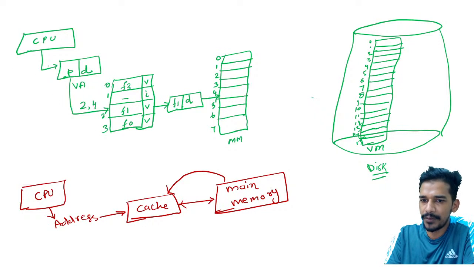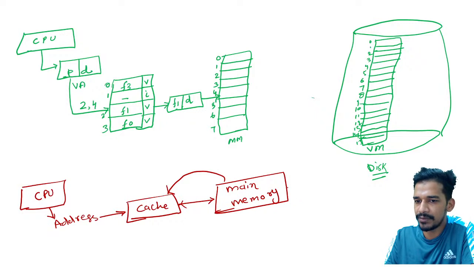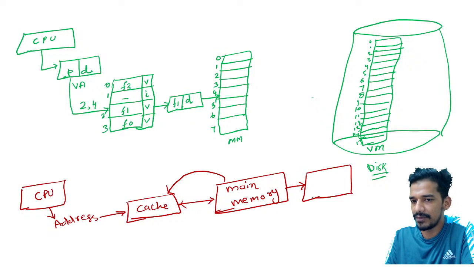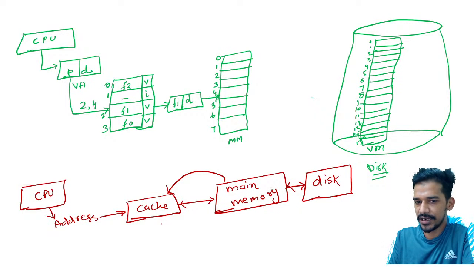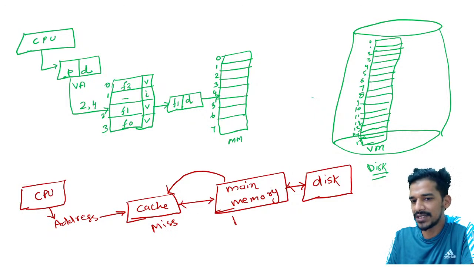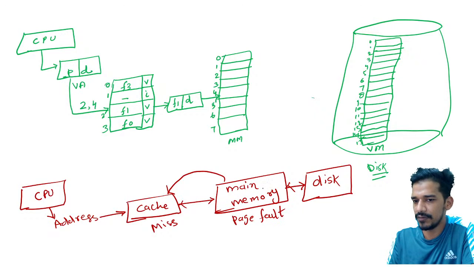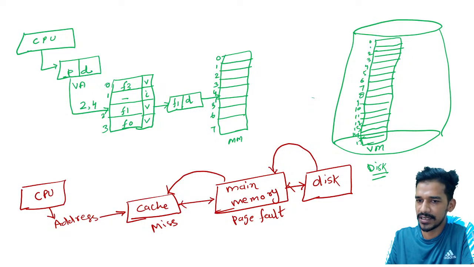Now this is story part 1. Then we have story part 2, which starts from the main memory. After main memory, we have a disk. If the data is not found in the cache, it is called a miss. If the data is not found in the memory, it is called a page fault. In case of a page fault, you will search for the data in the disk. If the data is found in the disk, you will transfer this block into the main memory, or you can say you will transfer the page into the main memory.